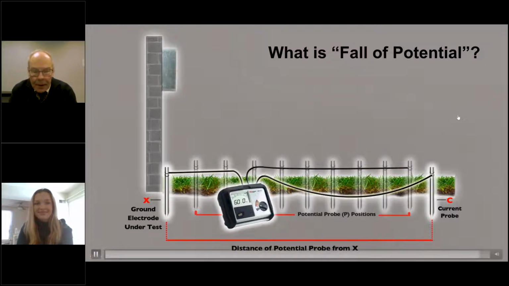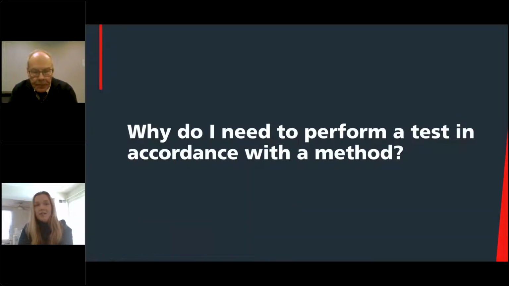Okay. Right. And why do I need to perform a test in accordance with a method? Okay, very fundamental question. Most operatives in various types of electrical testing are used to, in most situations, hooking up two leads and taking a measurement, and that's it. So if you were measuring voltage or something, that's pretty much how it works.